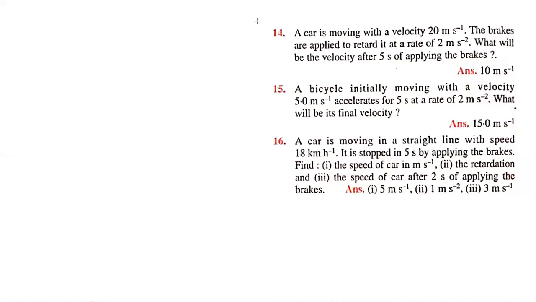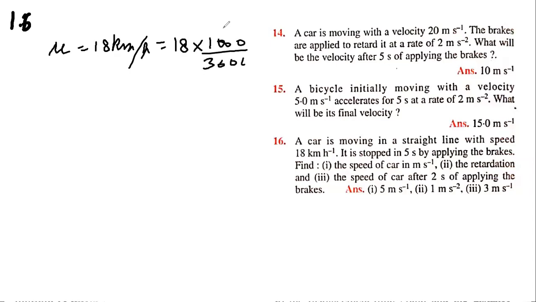So students, now let us do question number 16. What are they saying? The car is moving in a straight line with speed 18 km per hour. So the initial velocity of the car is 18 km per hour. Converted into meters per second, it comes out to be 5 meters per second. Remember, we did this in the last question also. We have to write down 18 multiplied by 1000 upon 3600 meters per second.